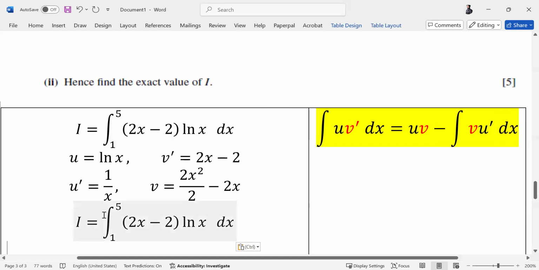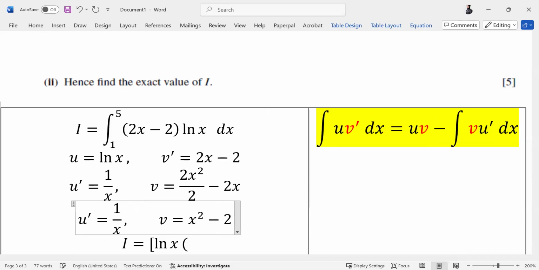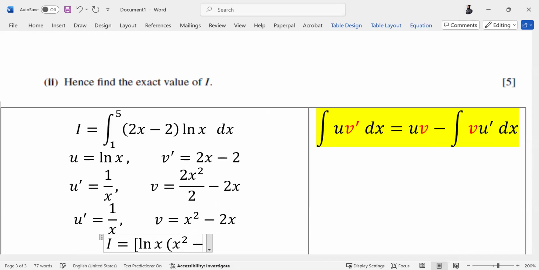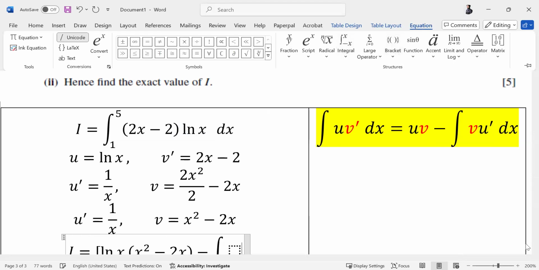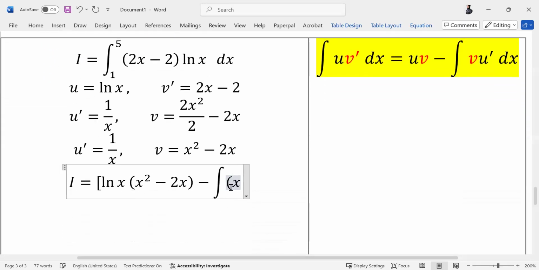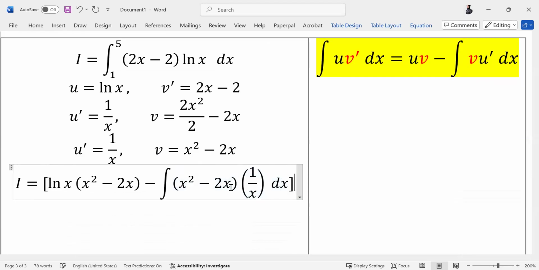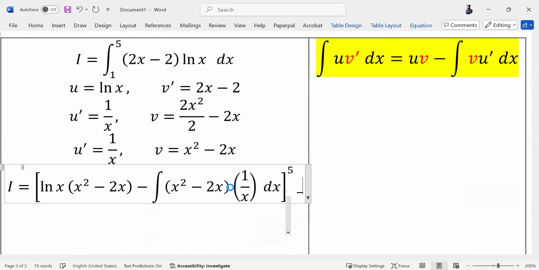So when I break it, I told you there are limits, so use long brackets instead. Your u is ln x. Your v is, let me simplify your v for you, x square minus 2x. And what is your v dash? Sorry, v and u dash. x square minus 2x and your u dash is, and the upper limit is 5 and the lower limit is 1.